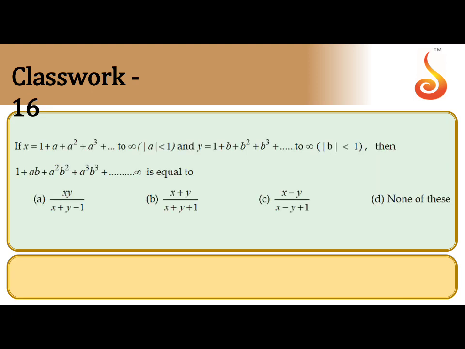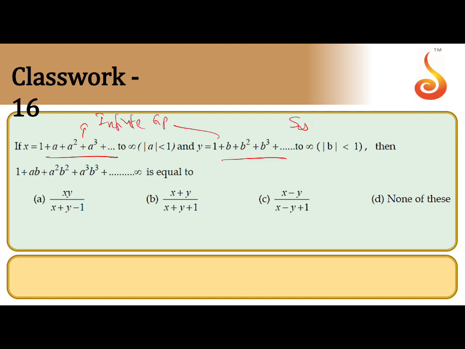This is on infinite GP. X equal to 1 plus A square plus A cube and so on to infinity. This is infinite terms. So look at the question. X equal to 1 plus A square and so on to infinity. This is an infinite GP. This is also an infinite GP. The required answer is also an infinite GP.